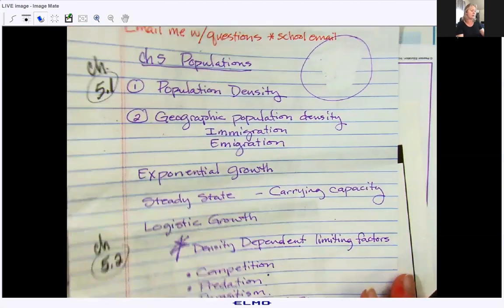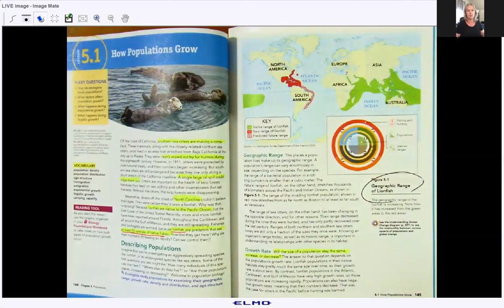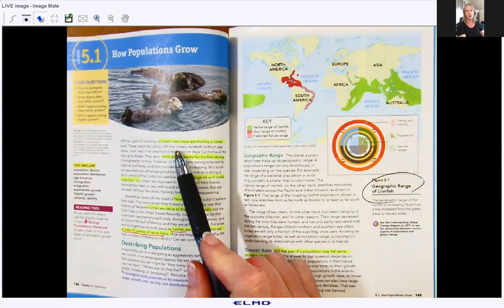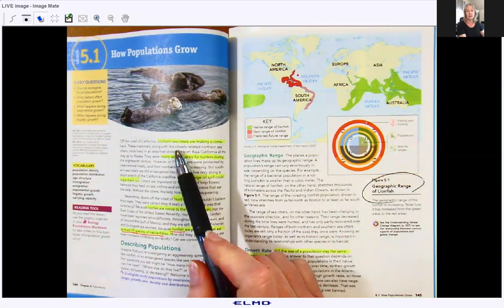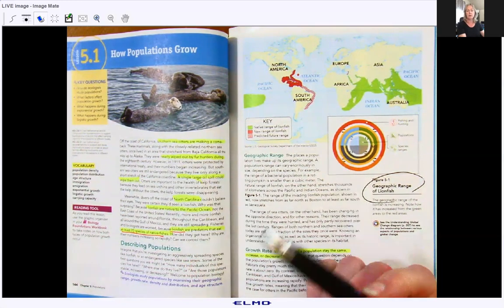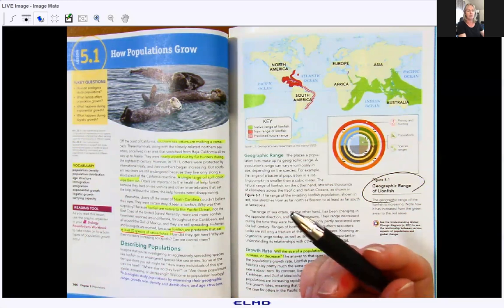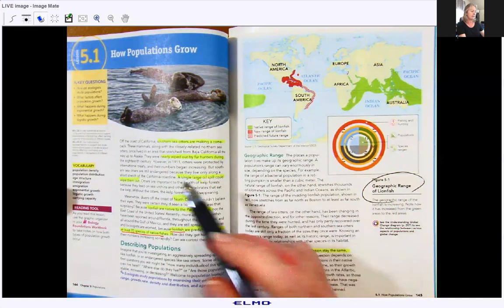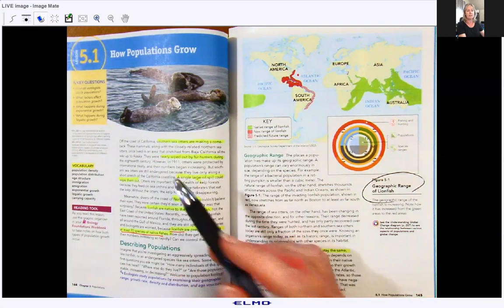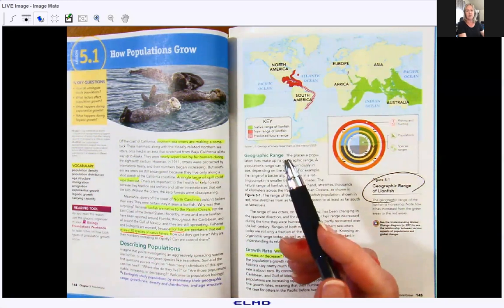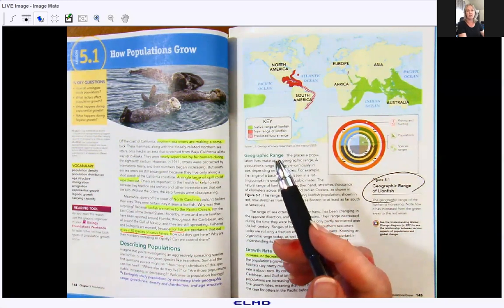So first of all, our chapter introduces this population study by talking about the sea otters. Sea otters along the coast of California had a rapid decline in population because hunters were hunting them. Fur traders were trapping them and hunting them for their fur. So there was a rapid decrease in the population because of the fur hunting. But then in 1911, they became protected. And so there were laws enacted to prevent the hunting of them for their fur. And so the population has started to increase.